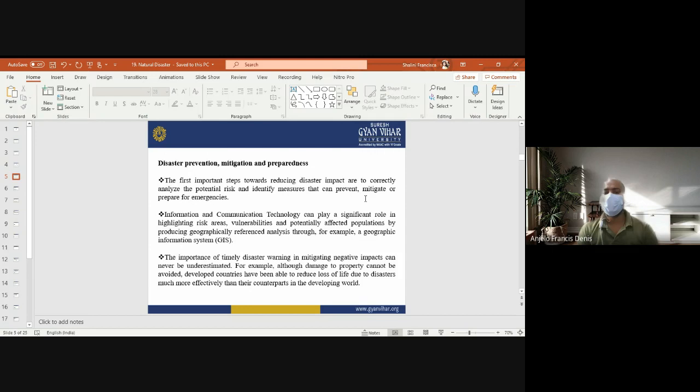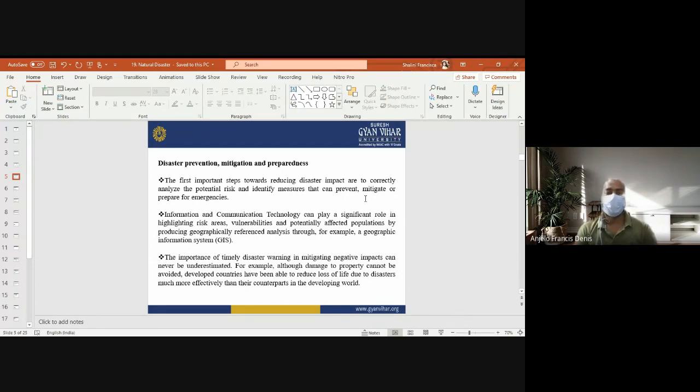The first important step towards reducing disaster impact is to correctly analyze the potential risk and identify measures that can prevent, mitigate, or prepare for emergency. Next is information and communication technology. It can play a very important role in highlighting risk areas, vulnerabilities, and potentially affected populations by producing geographical reference analysis. For example, a geographic information system.